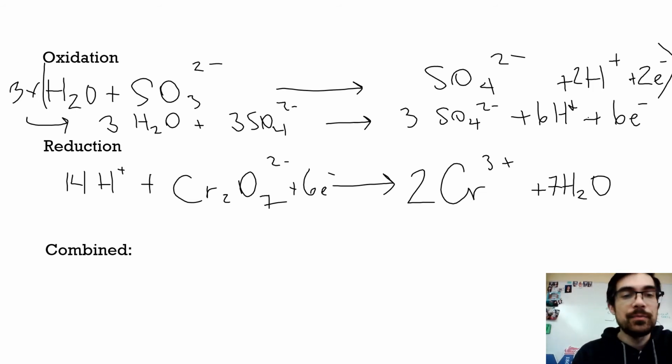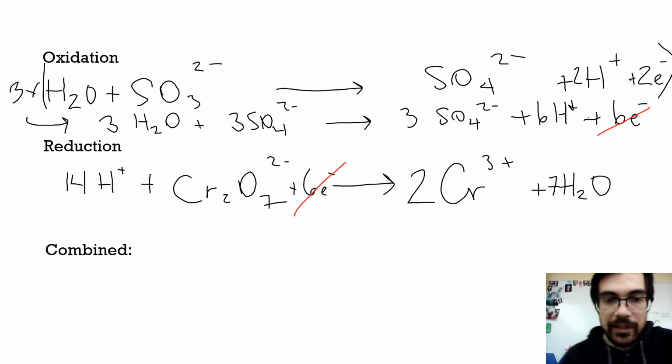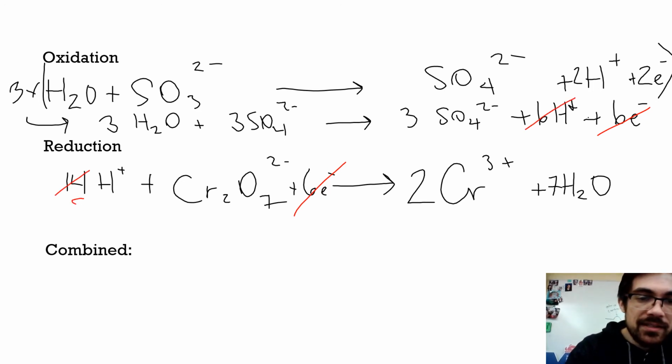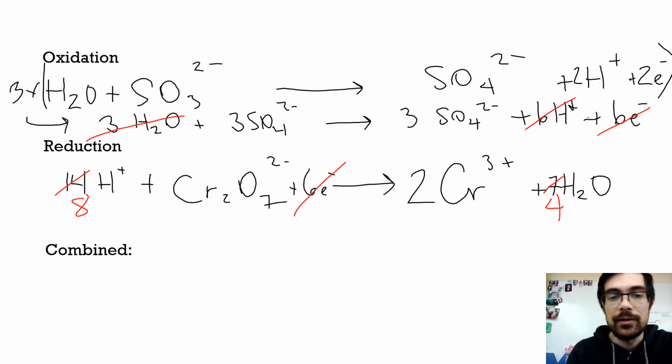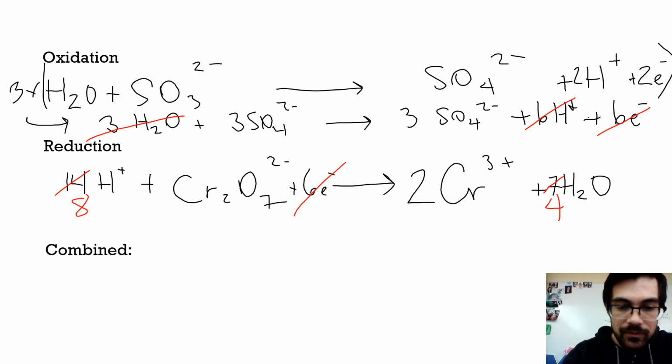Okay. And now at this point, our last thing that we need to do is combine these. So what can we cancel out here? The electrons are balanced, so we get rid of those. Now we have hydrogen showing up on both sides, so they are going to cancel out. Now obviously on this side, those are unnecessary. So we have a net of 8 hydrogens, and we also have an excess of water. So we don't need those, and we're left with 4 waters. Okay?